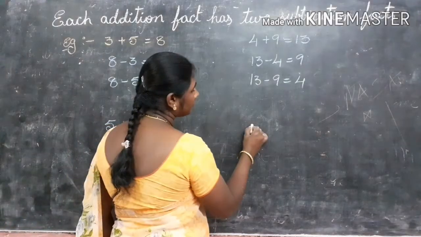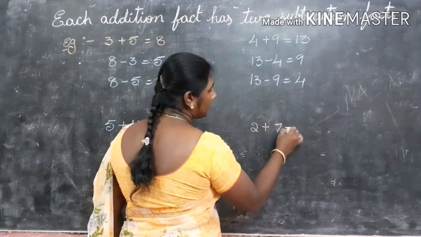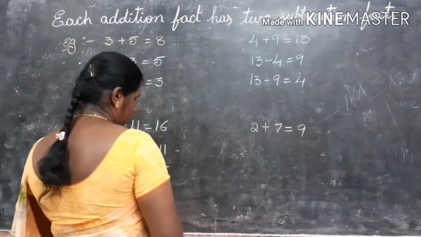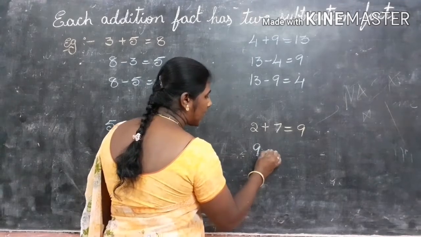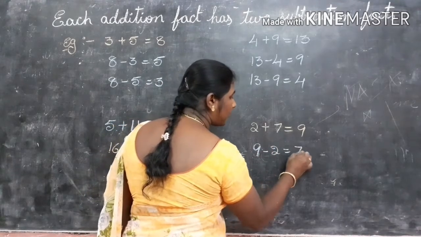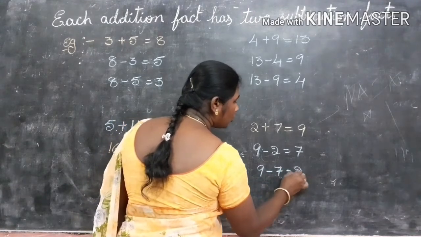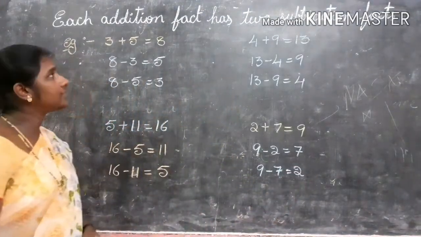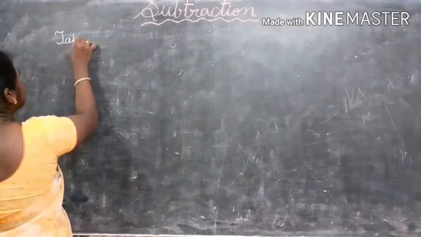Next, 2 plus 7 is equal to 9. Here how should we write, Karima? Yes, 9 minus 2 is equal to 7. 9 minus 7 is equal to 2. This is how each addition fact has two subtraction facts.